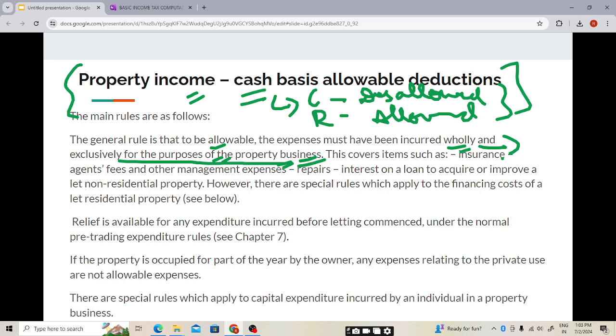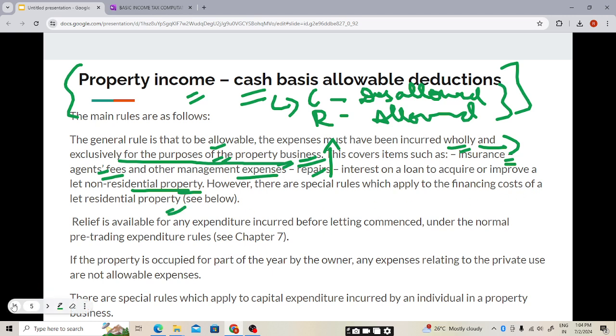This covers items such as insurance, agent fees and other management expenses, and repairs, which come under revenue expenditure because they will not increase our earning capacity. Agent fees means before letting my property I am hiring some agent to find a customer, so we are also paying fees to them, and that amount will be reduced. Also the interest on a loan to acquire or improve a let non-residential property is allowed. However, there are special rules which apply to financing costs of residential property.